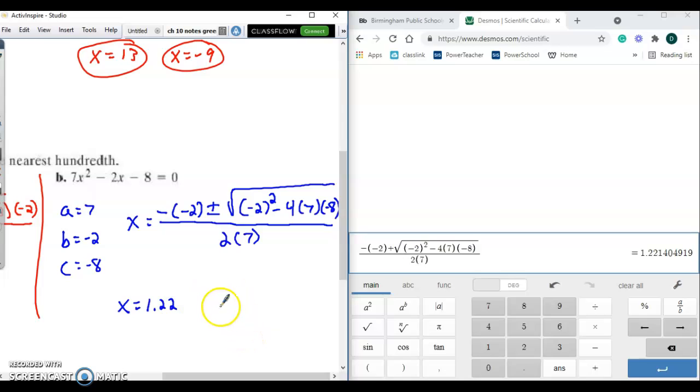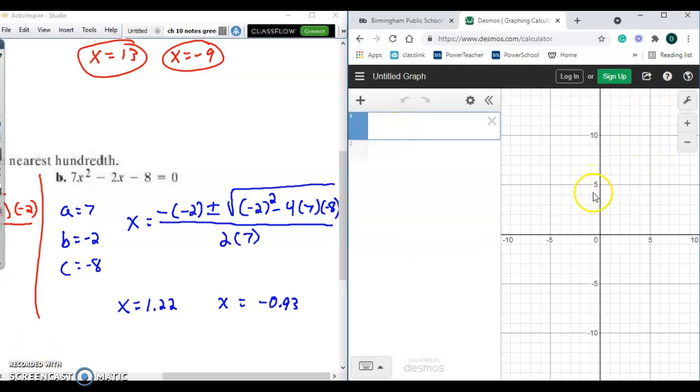I'll just round it to that. And our other solution for x, when I back this out and put a minus, is -0.93. So you can see it's a good way to use it when they're not going to be factorable, or don't come out nice and neat. I'll show you how this relates to the actual graph.